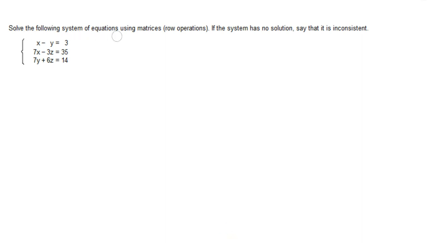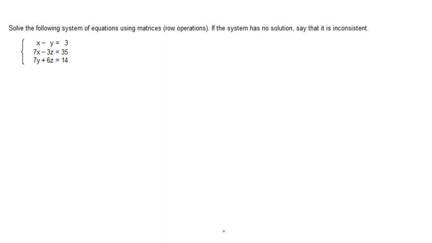Solve the following system of equations using matrices row operations. If the system has no solution, say that it's inconsistent. So here's my system. X minus y equals 3. 7x minus 3z equals 35. 7y plus z equals 14. I want to write the augmented matrix for this system.